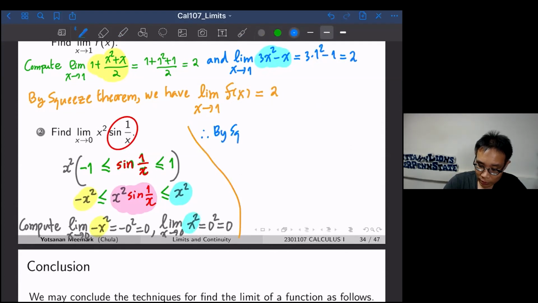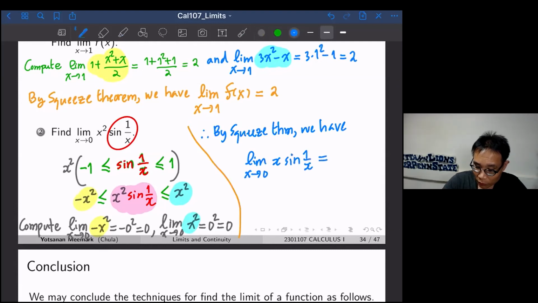Okay, so by squeeze theorem, we have the limit of the middle guy turned out to be equal to 0.